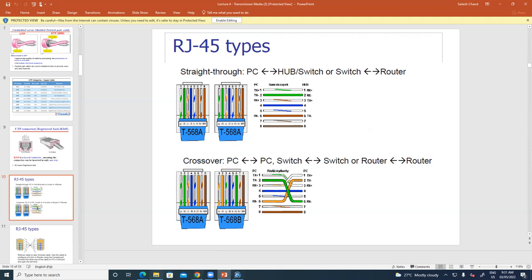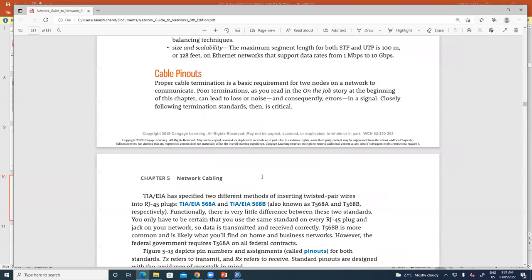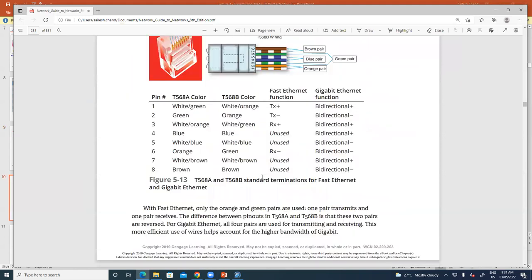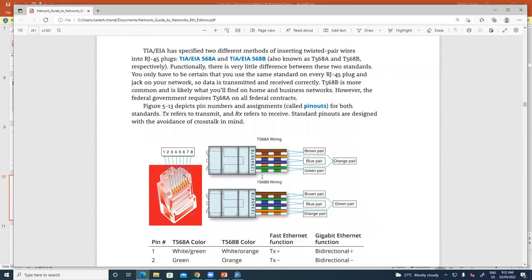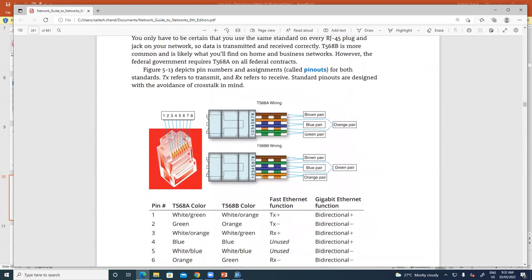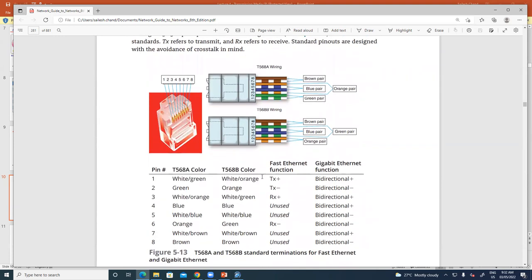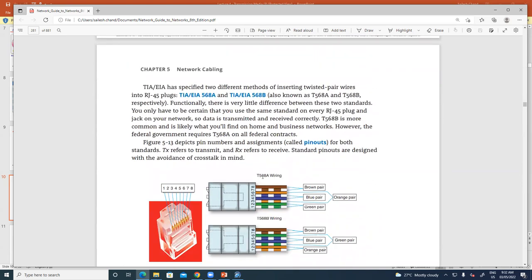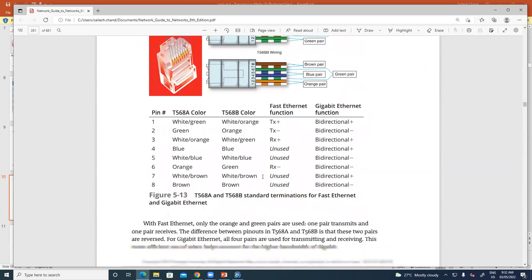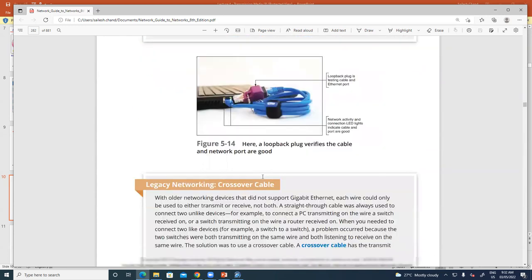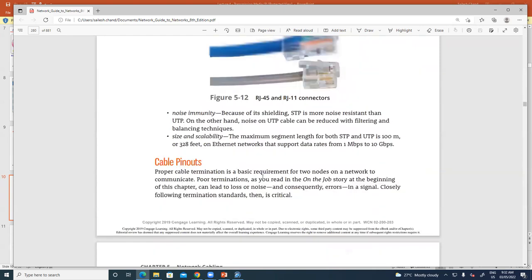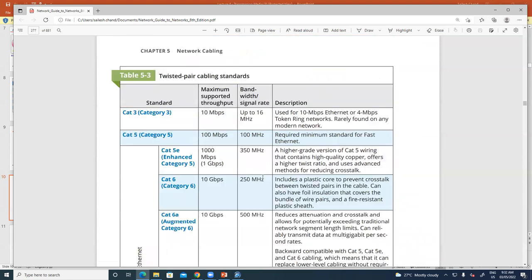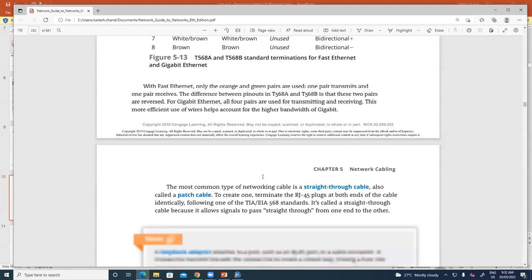Talking about this, I'll take you back to the other textbook here. In a fast Ethernet environment, there is one more table which.